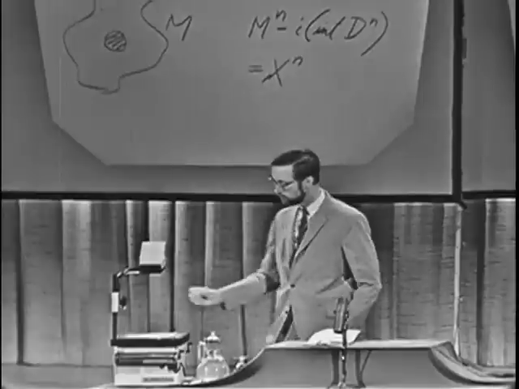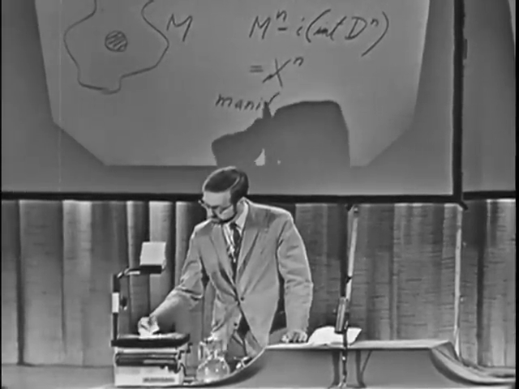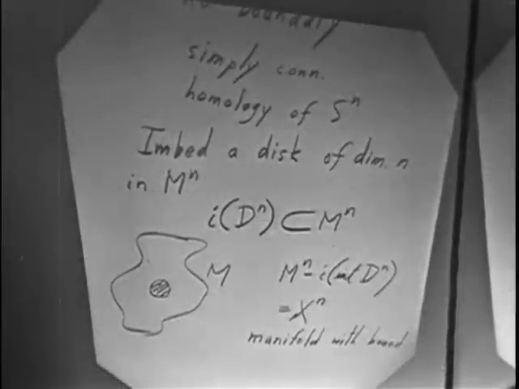And now it's easy to see that this will be a manifold with boundary. And its boundary will be the boundary of the little disk we've removed. So it'll be a smooth manifold with boundary or a piecewise linear manifold with boundary, depending on which category we're working in.